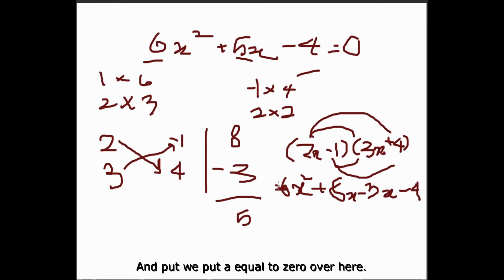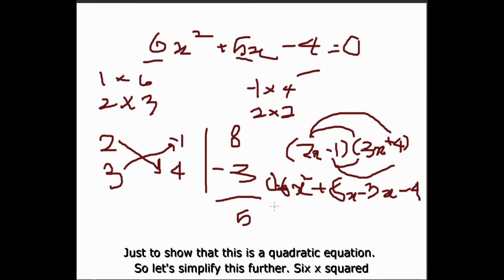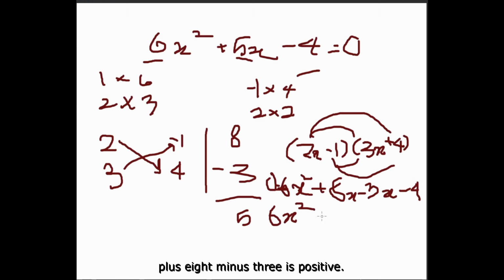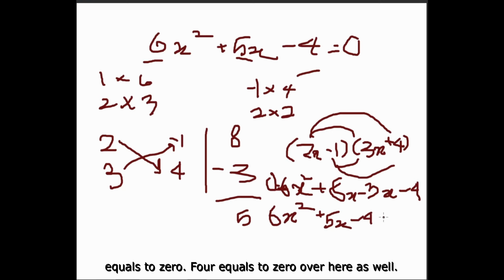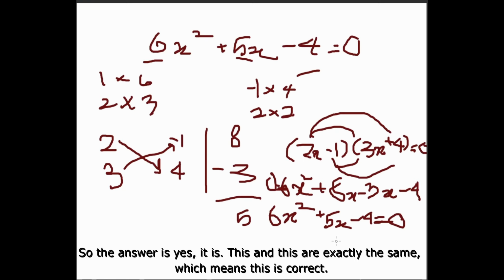And we put equals to 0 over here, just to show that this is a quadratic equation. So let's simplify this further. 6x squared plus 8 minus 3 is positive 5, plus 5x minus 4 equals to 0. Put equals to 0 over here as well, in case we forget. So the answer is yes, it is. This and this are exactly the same, which means this is correct.